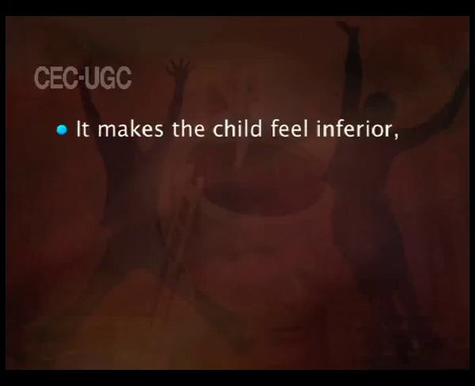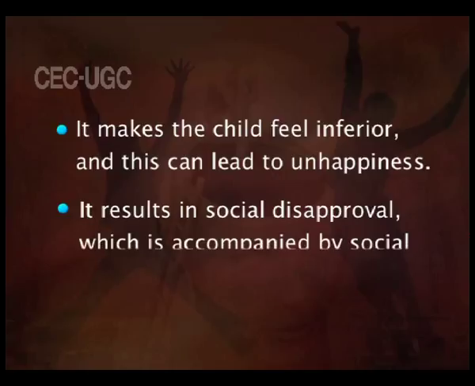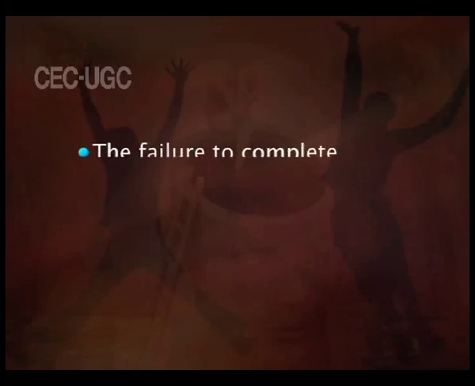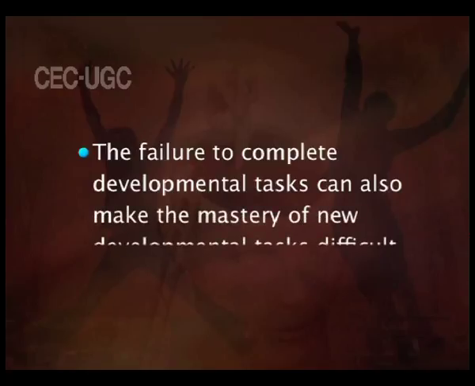On the other hand, the failure to complete developmental tasks has three serious consequences. Firstly, it makes the child feel inferior, and this can lead to unhappiness. Secondly, it results in social disapproval, which is accompanied by social rejection. So, for instance, babyish or immature behavior from a teenager would lead to disapproval from peers as well as adults. And finally, the failure to complete developmental tasks can also make the mastery of new developmental tasks difficult.